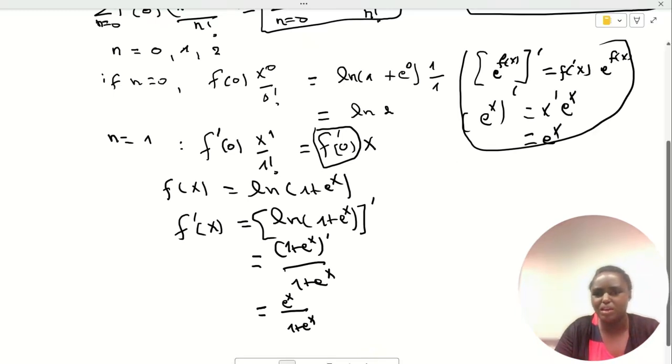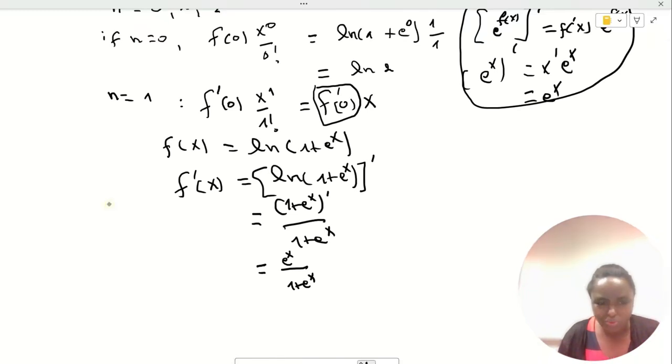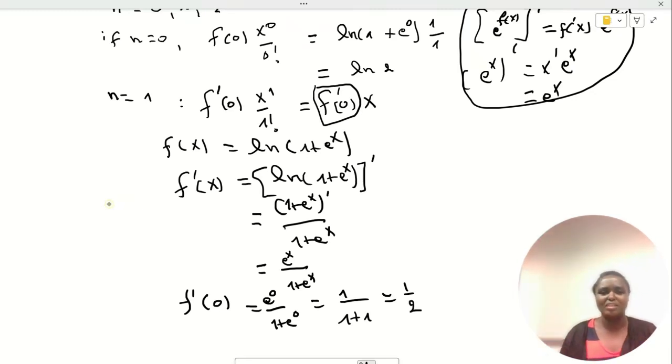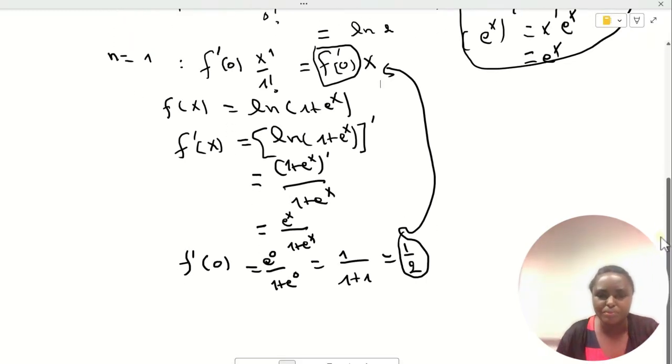And then since we have our first derivative, now we can compute the derivative at point x equal to 0. Then f derivative of 0 is equal to e power 0 over 1 plus e power 0. This is equal to 1 over 1 plus 1, equal to 1 over 2. That's good. And then we insert this 1 over 2 in here. So the second term will be 1 over 2 x. This is the second term.